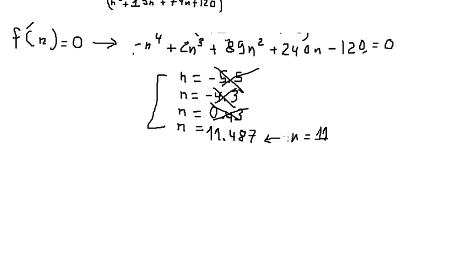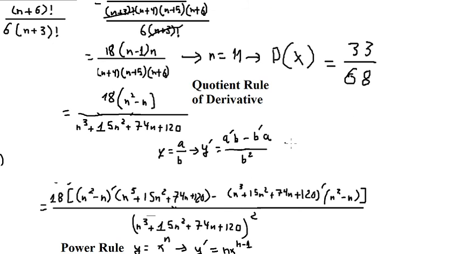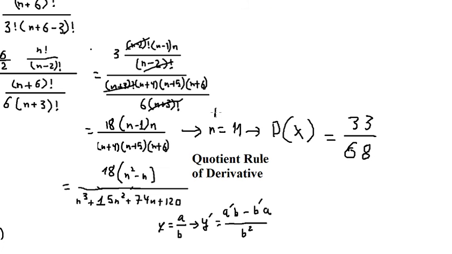Now we know that we have another value next to this number, that is n equals 12. So if we put n equals 12 in here, you still get the same value.